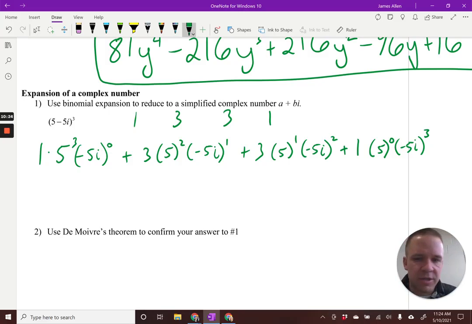So negative 5i to the 0, that's just going to be 1, so I'll get 125 plus, and now what do we have here? We've got 25, 5 squared is 25, times 3 is 75, okay? So 75 times negative 5, right? Because negative 5 to the first is negative 5. Would give me negative 375.